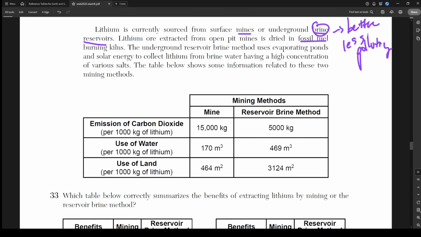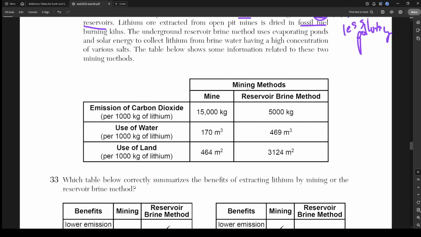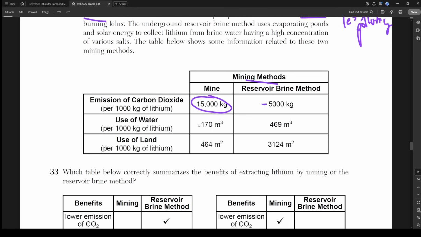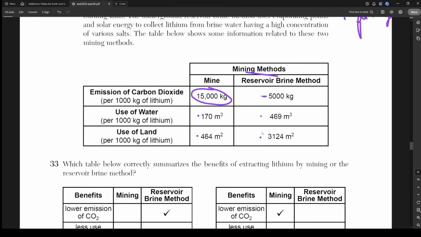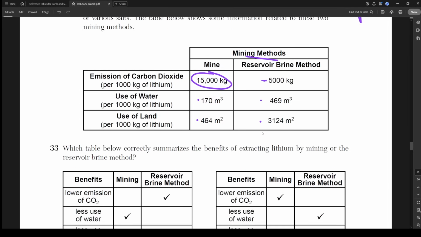Okay, the table below shows information related to these methods. So we're going to mine lithium. Emission of CO2 from the mine is high compared to the brine method. Use of water. And then use of land. So you could see water and land are way less too. Okay.